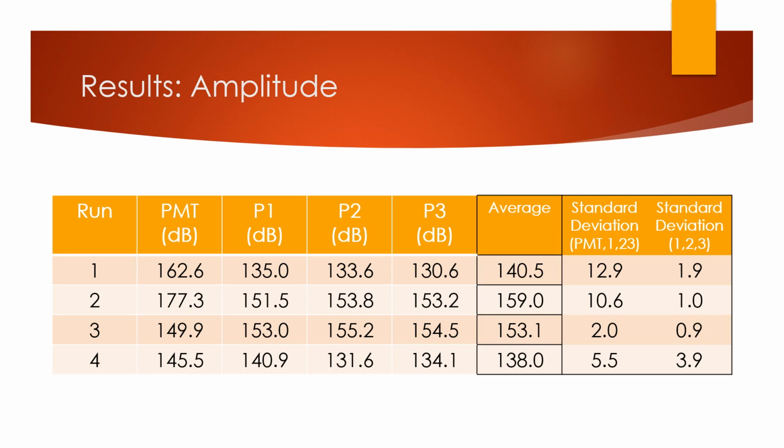It's worth noting that runs 2 and 3 had relatively similar amplitude values, and runs 1 and 4 also had relatively similar amplitude values. This is to be expected given the relationship we outlined in the peak frequency slide. Finally, the standard deviations of each run show that there's not much variation in amplitude between the pressure transducer values.